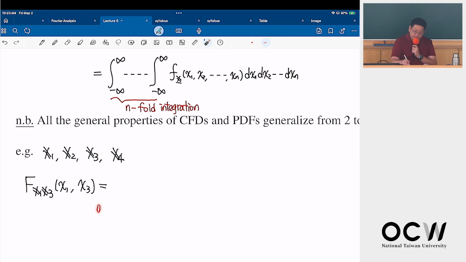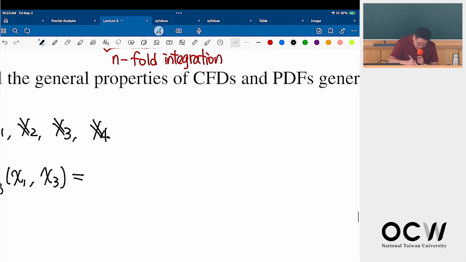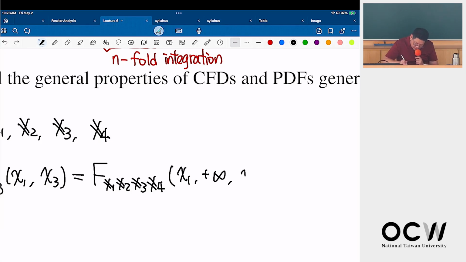From the properties we just learned in the previous weeks, the properties of a CDF, to get the joint CDF of x1, x3, that means I don't have x2 and x4. So what should we do to x2 and x4? That is the CDF of x1, x2, x3, x4, and then x2 goes to infinity, and also x4 goes to infinity.